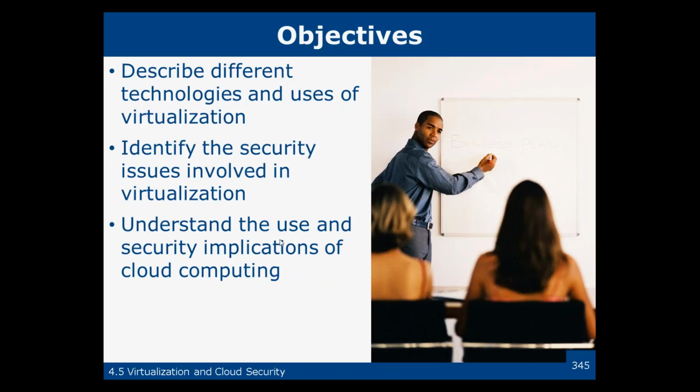Identify the security issues involved in virtualization. There are some security issues that virtualization causes because of the way that we put machines together in the environment that we put them in. Understand the use and security implications of cloud computing, and we're probably all using cloud computing in one sort of another, either Dropbox or Google storage or something like that. One of the issues with cloud computing is you don't really know where your data is. You don't know what country it's in. You don't know what kind of handling it's getting, so it can have some real issues.